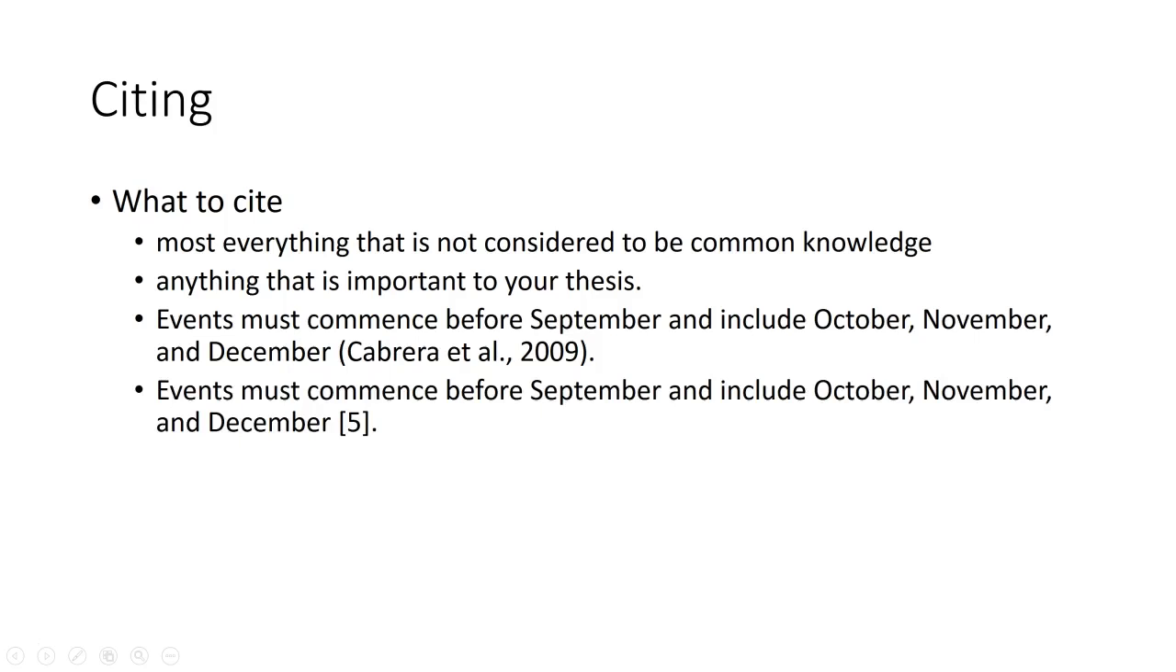Some places they put it down: Events must commence before September and include October, November, and December, and inside of brackets they put a 5, which means you go to the bibliography, and there in the bibliography you will find reference number 5, and reference number 5 will be Cabrera et al. 2009. So there are a couple of different ways that you can cite it in the text. Which one do you use? Be consistent. For the most part, Cabrera et al. is easier to deal with and cite than the other one. We deal with citing like that.